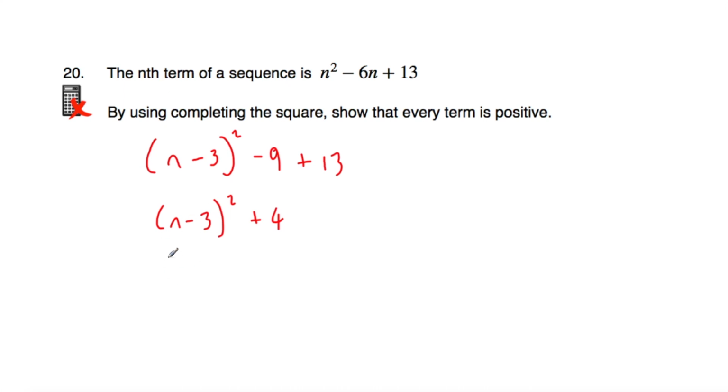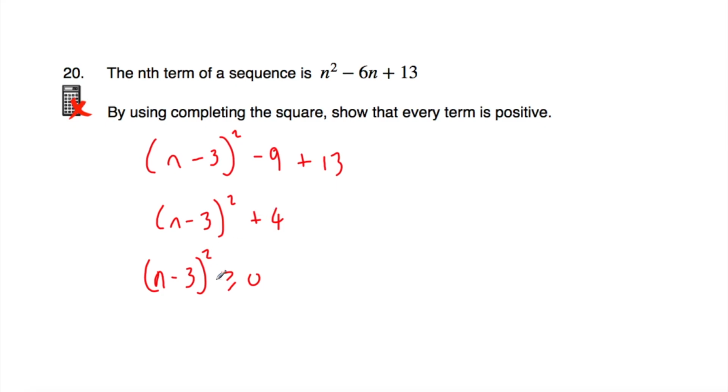Now we've been asked to show that every term is positive. So let's start off with this bracket squared. Well, if we consider our (n − 3)², that would have to be bigger than or equal to 0, because if it was positive and you square it, you get a positive. If it's a negative and you square it, you get a positive. And if n was equal to 3, then 3 − 3 is 0, squared is 0. So this bracket squared will always be bigger than or equal to 0. It can't actually be negative.